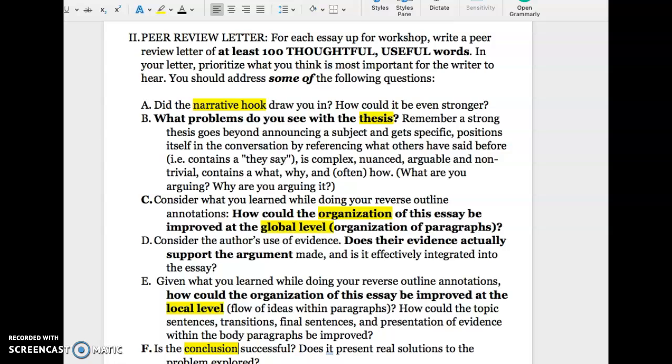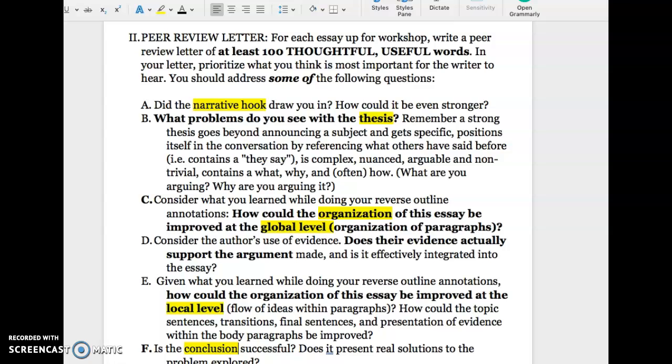Okay, so now on to the second part of this assignment, the actual letter. For your peer review letter, you should write at least 100 thoughtful, useful words about your peer's essay and how they can improve it. If you write just 100 words, they better be clear, useful words. Don't just BS for 100 words. Here are some questions, issues you might want to address in your peer review letter. You may not have time to address all of them. You probably won't. That's fine. Just make sure that you give substantive feedback that's based off of these questions.